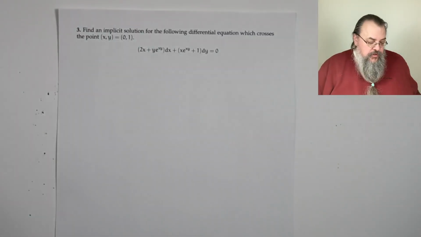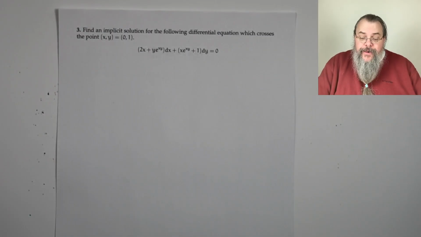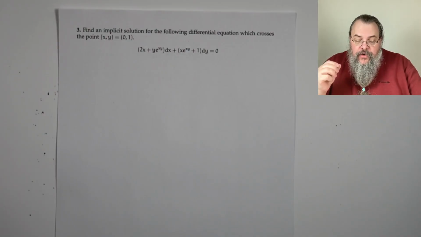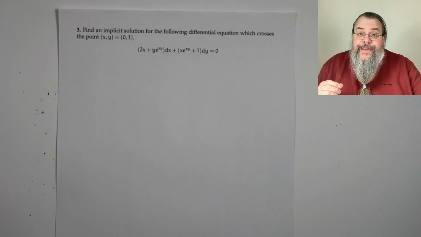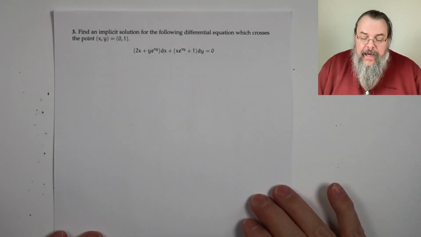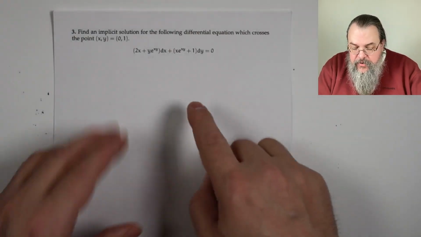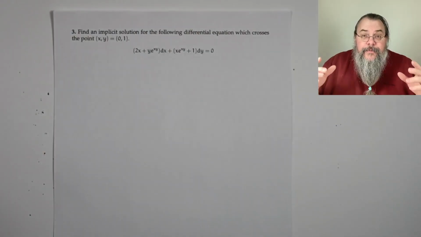On to number 3. Find an implicit solution for the following differential equation which crosses the point (x, y) equals (0, 1). All right, now this is a first order differential equation, and it looks hopeless. Look at all these things. y e to the xy squared. But there's hope.